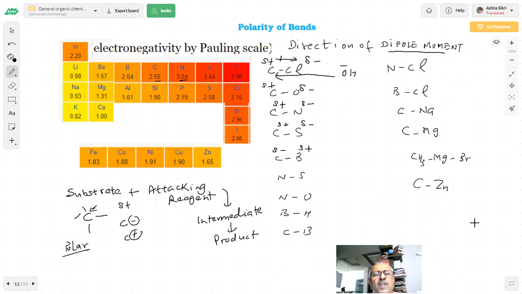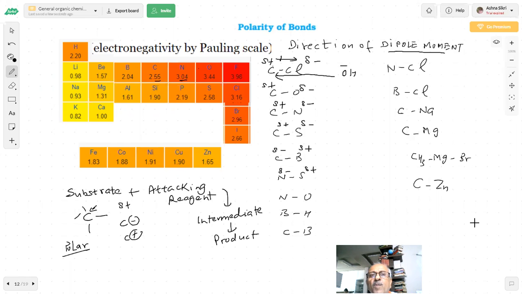Nitrogen and sulfur, students, where is nitrogen? Sir, nitrogen is more, sulfur less. So this is why we are talking of the bond polarity. The direction of the dipole moment, student, is where the electrons are moving, where there is a negative charge. That is how we show the direction of the dipole moment. So this will help us in predicting what type of reactions are going to take place in organic chemistry. Got my point? Yes, sir.